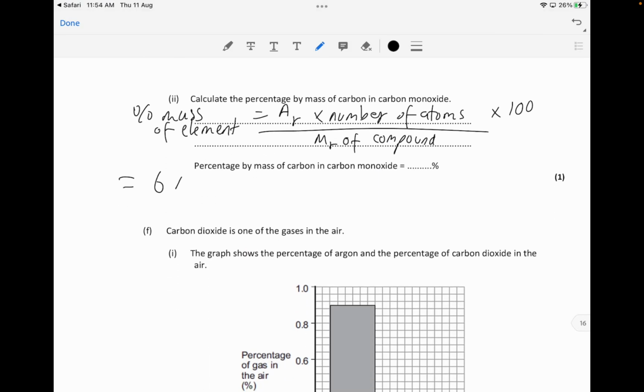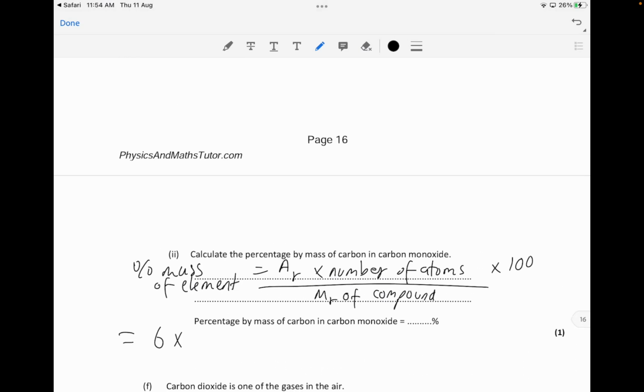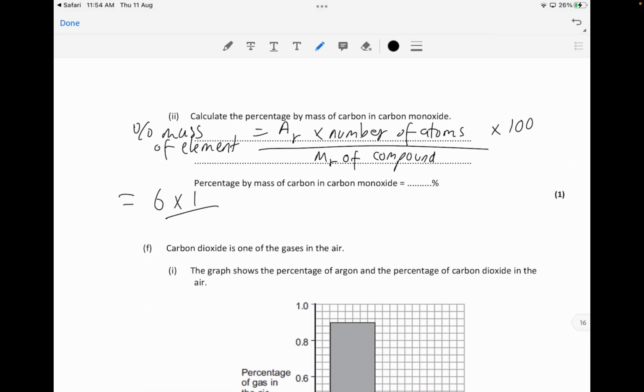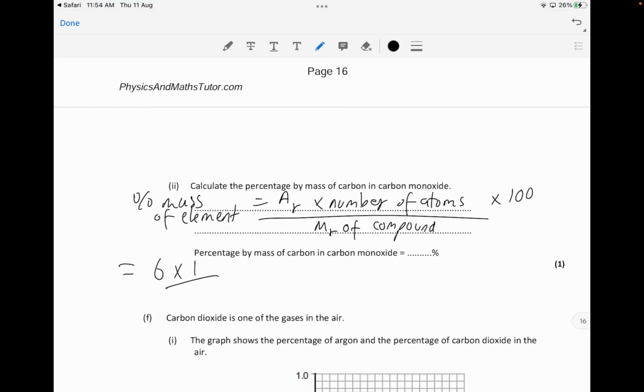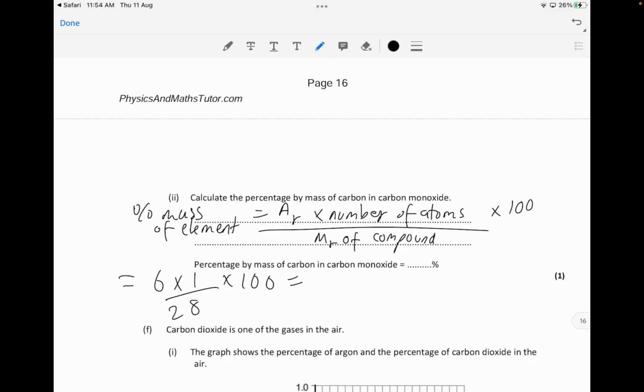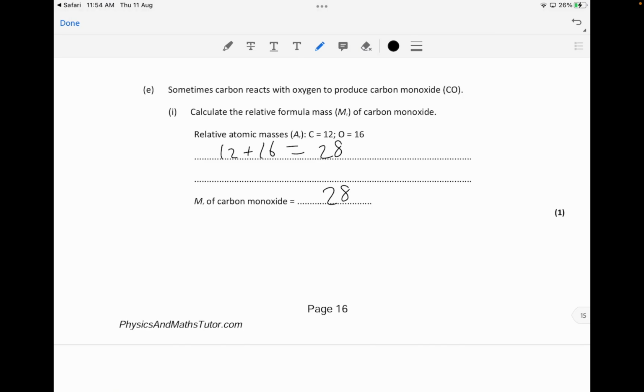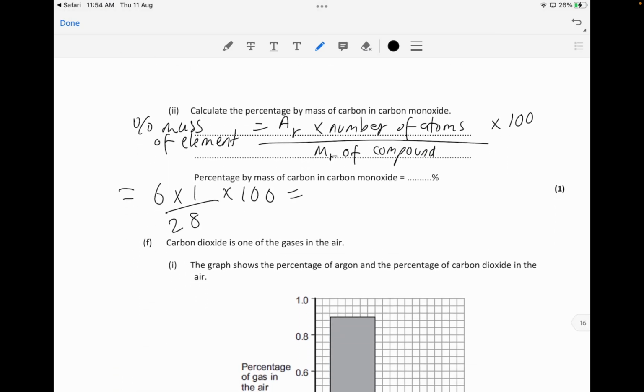So it's going to be 6 times the number of atoms of carbon, that's only 1, divided by the Mr of the compound, which is 28, times 100. That's equivalent to 6 times 1 divided by 28 times 100. Let's say this is E1, so you can see this is carbon monoxide. Actually, this value is not correct. It should be roughly about 42.9.